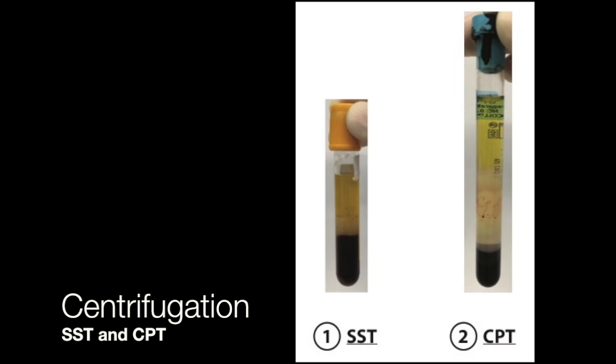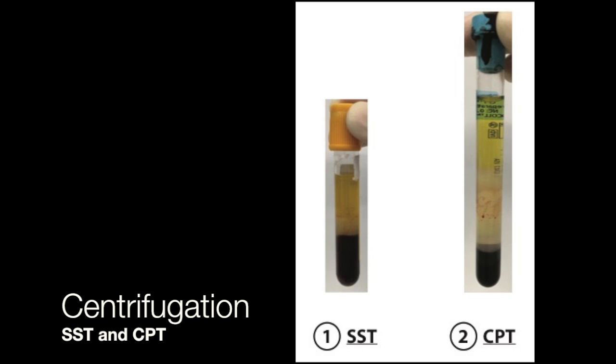Centrifuge SST blood tubes at room temperature for 10 minutes at 1300 G with the brakes on. Record the spin start time on the requisition form. For CPT tubes, centrifuge at room temperature for 20 minutes at 1800 G with the brakes on. Record the spin start time on the requisition form.